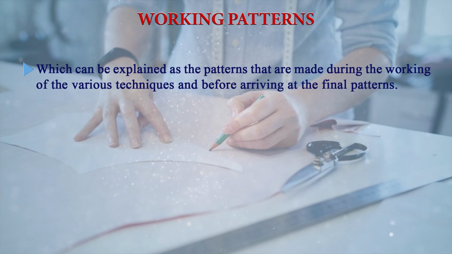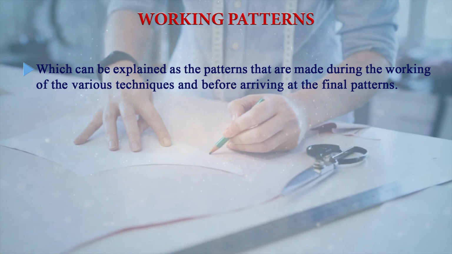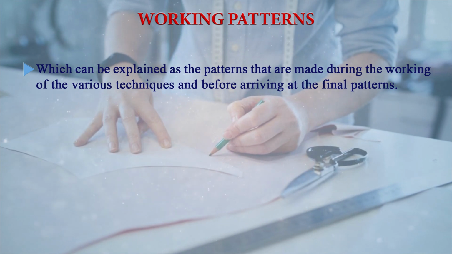Then it comes to the working pattern. When we have the basic sloper or basic bodice block, then we develop the working pattern, which can be explained as a pattern that is made during the working of various techniques and before arriving at the final pattern. Suppose we have developed a basic block or a basic sloper with the standard measurement, or the measurement of the person for whom we are going to create the garment.